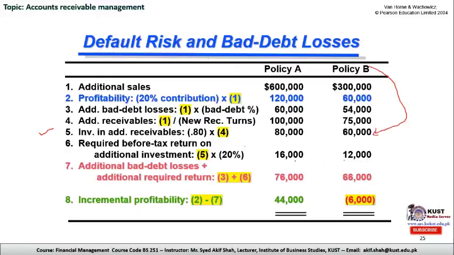So therefore, I am quickly going. The required before-tax return on the additional investment is to multiply the fifth step value with the 20% opportunity cost, and it is $12,000. This is our required before-tax return on additional investment tied up in these account receivable, because we are going to relax our policy further.